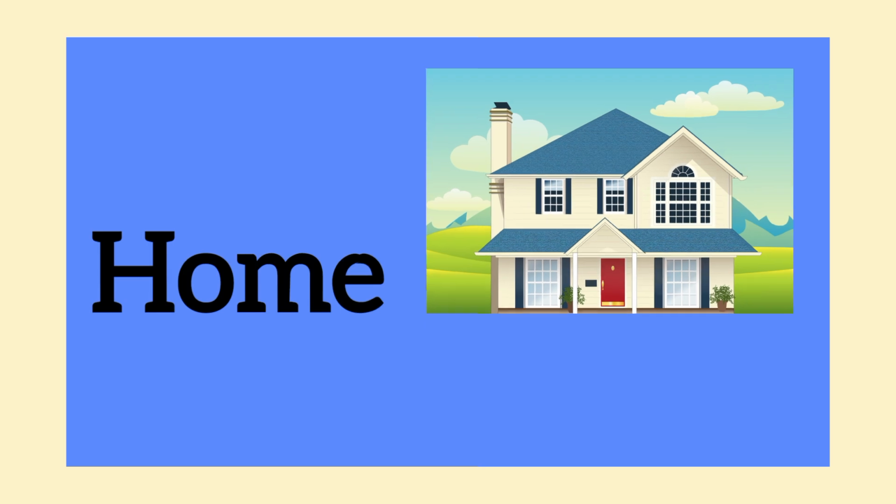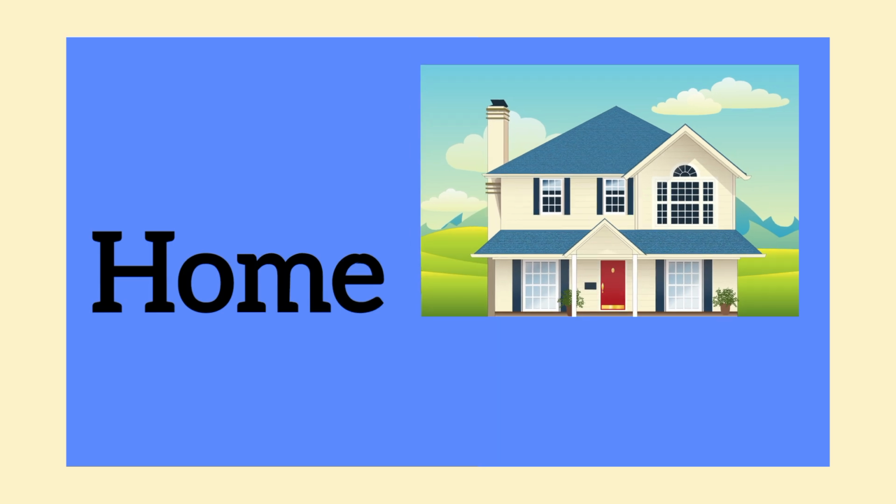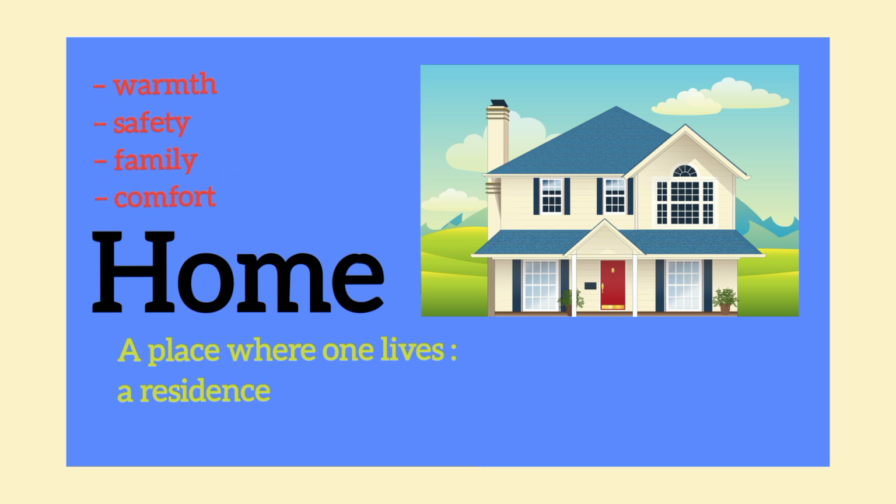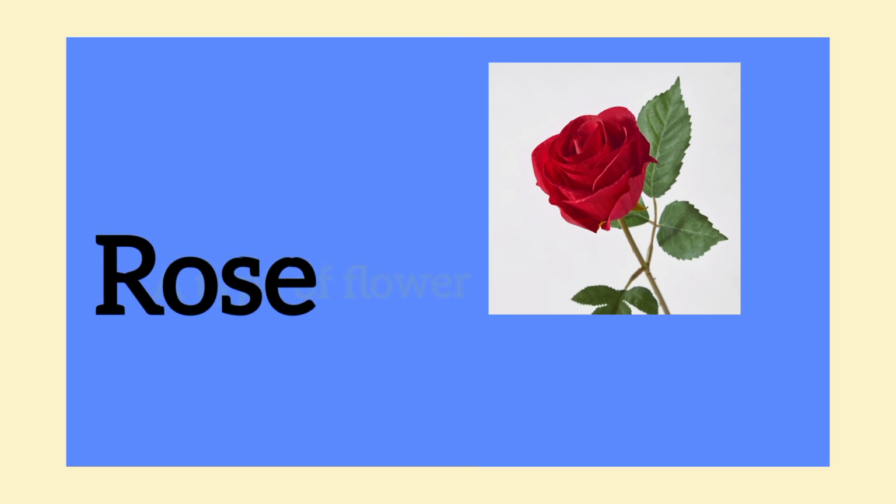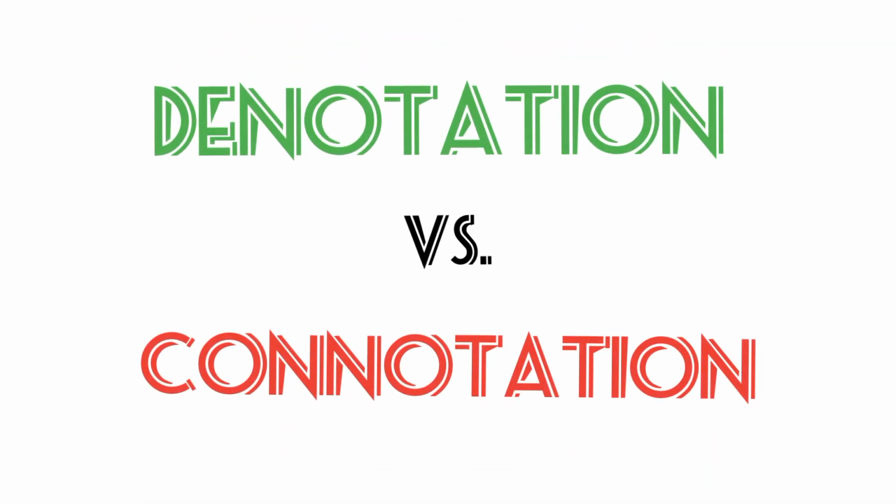Here are some more examples of denotation and connotation. The word home. It can be used in a sentence that denotes a place where one lives, a residence. Or it connotes warmth, safety, family, or comfort. The word rose. It can be used in a sentence that denotes a type of flower, or it connotes love, romance, and beauty. Here are some key differences between denotation and connotation.